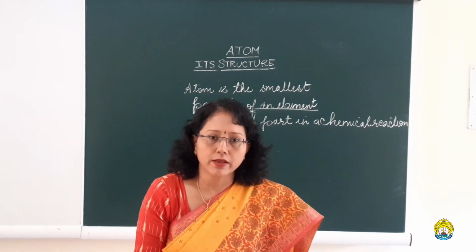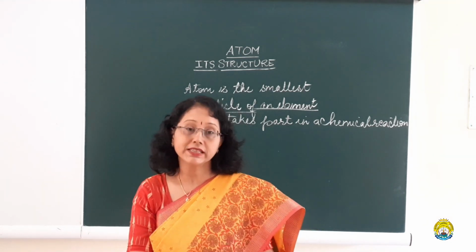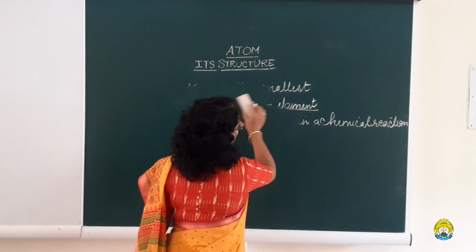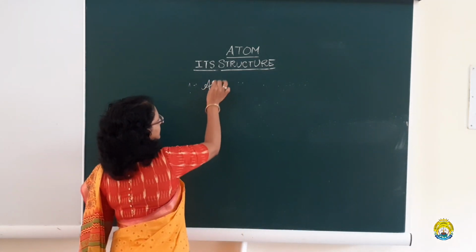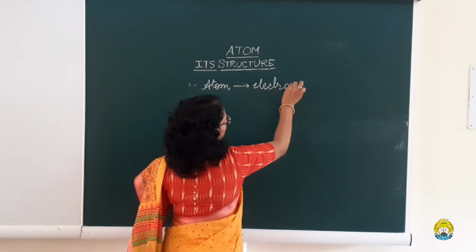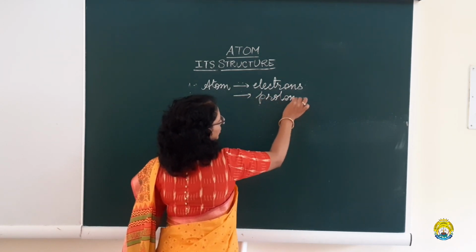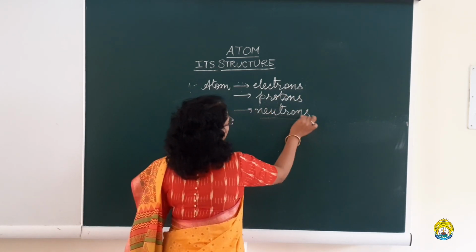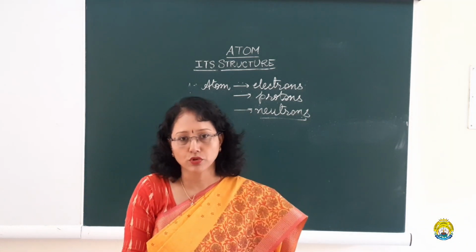When you study what an atom is, you should know what an atom looks like, or what it is made up of. An atom is made up of subatomic particles. The three subatomic particles present in an atom are electrons, protons and neutrons.